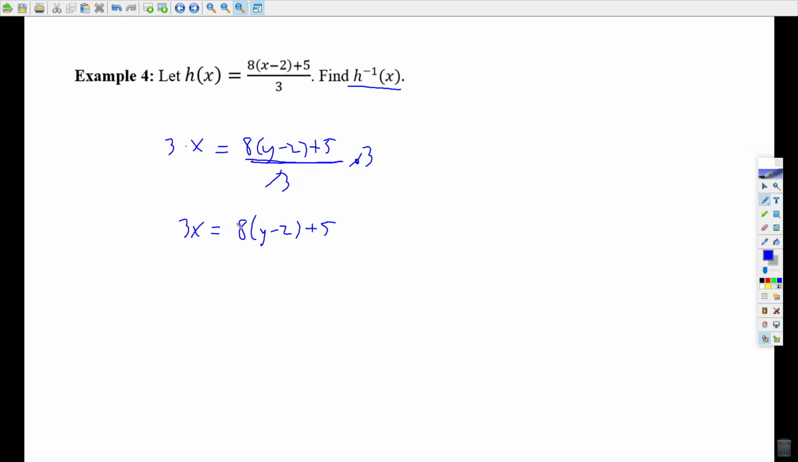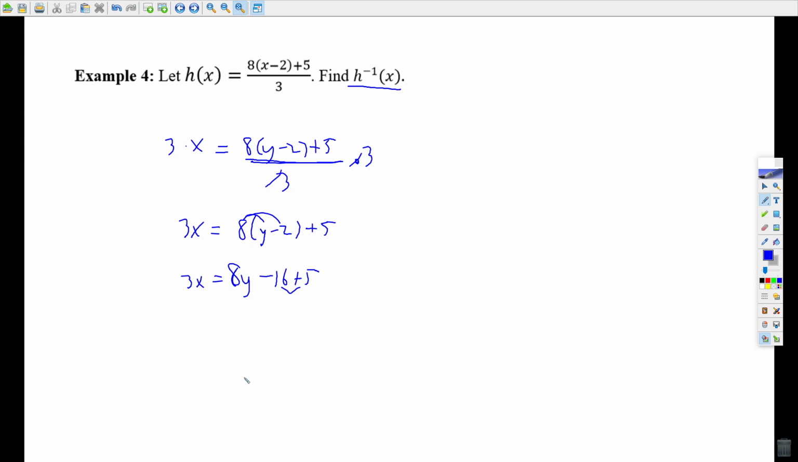What else can you do here? Well, you could distribute the 8 if you wanted to. You don't have to do that, but you could. We probably will then, and then we can eventually put a number over there. So we can distribute the 8. That's fine. If you want to do that, do it that way. So we have 8y minus 16 plus 5 equals 3x.